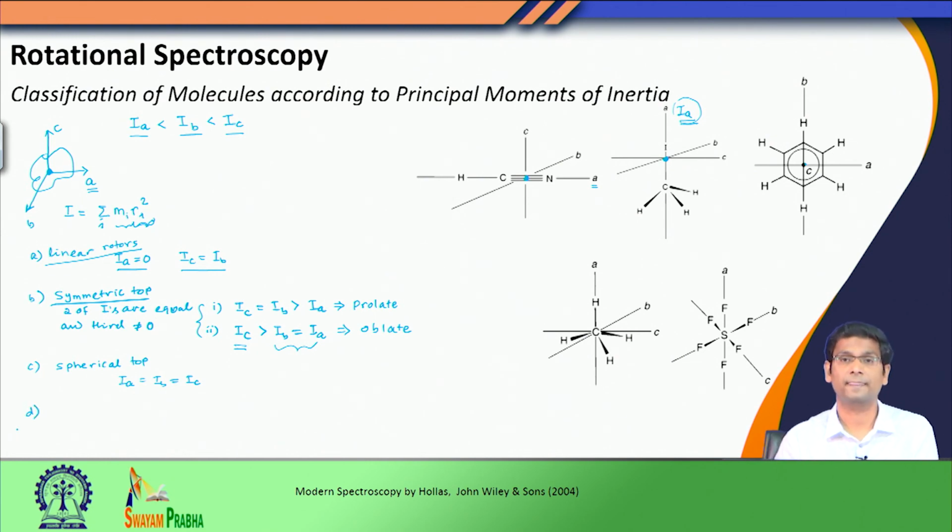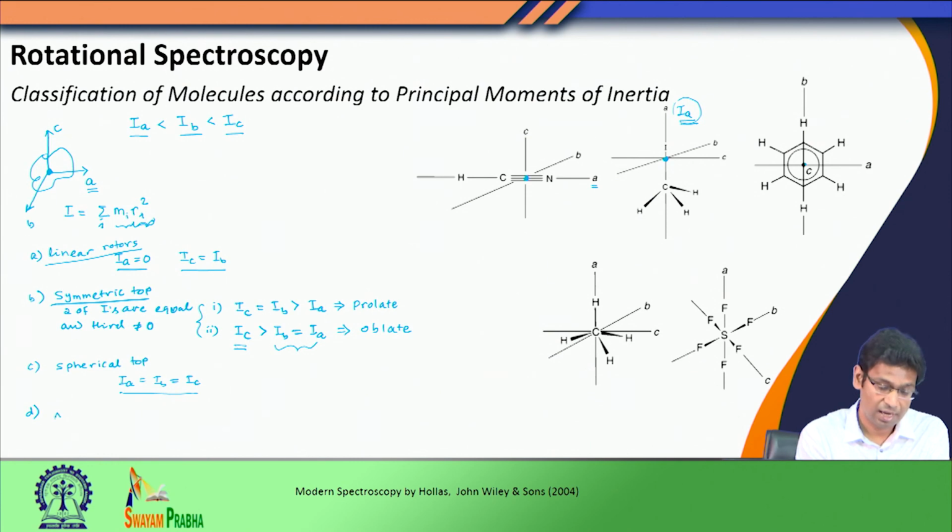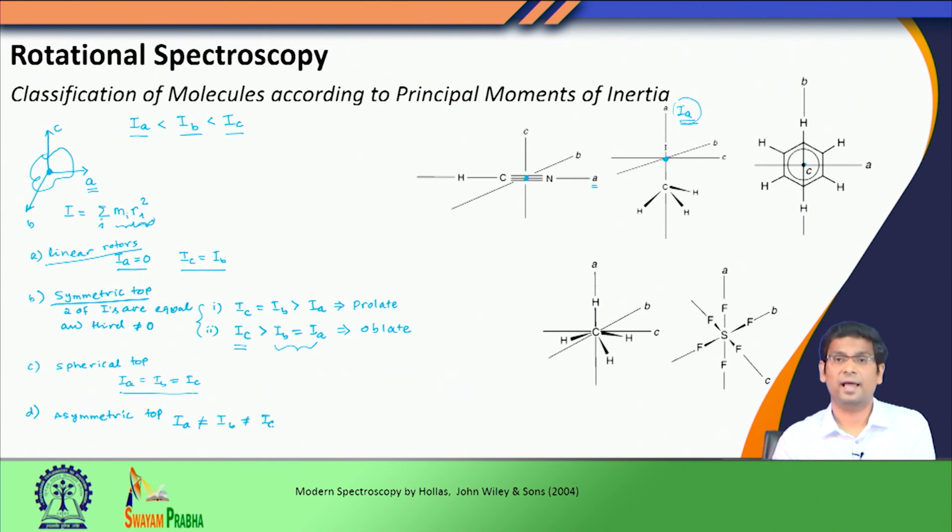So the spherical top requires all three moments of inertia to be the same, and finally, we have the so called asymmetric top, where there is no relation between I A and I B and I C. They can simply have any random value. Of course, we know that we will call that axis principal axis C, which has the maximum value of moment of inertia, but the majority of the molecules that we know come under asymmetric top.